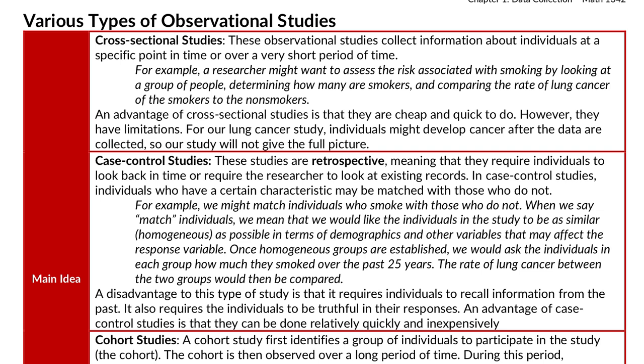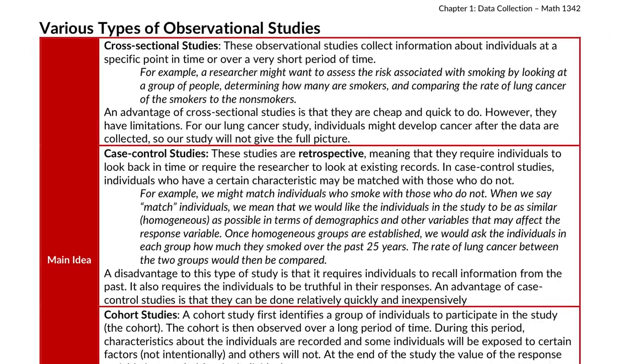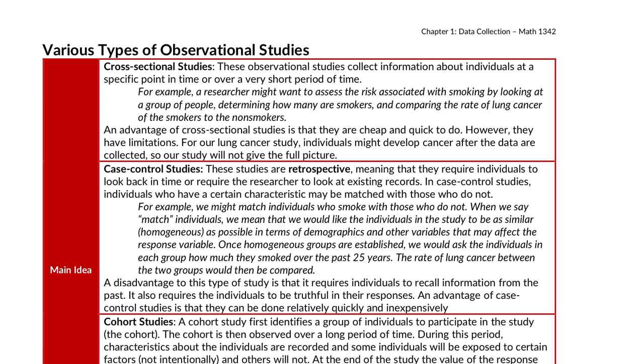This is a lot of words, and I feel like if I read it at you, it would get super boring. So what I want you to do is read the three main ideas here of the three types of observational studies that we have. We have our cross-sectional studies, we have our case control studies, and we have our cohort studies.